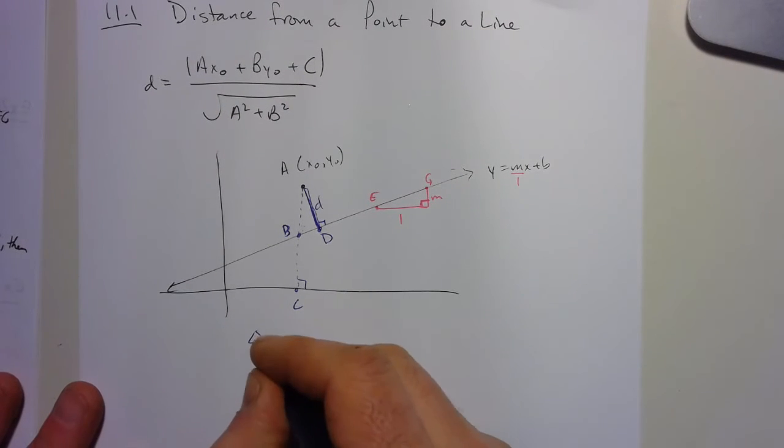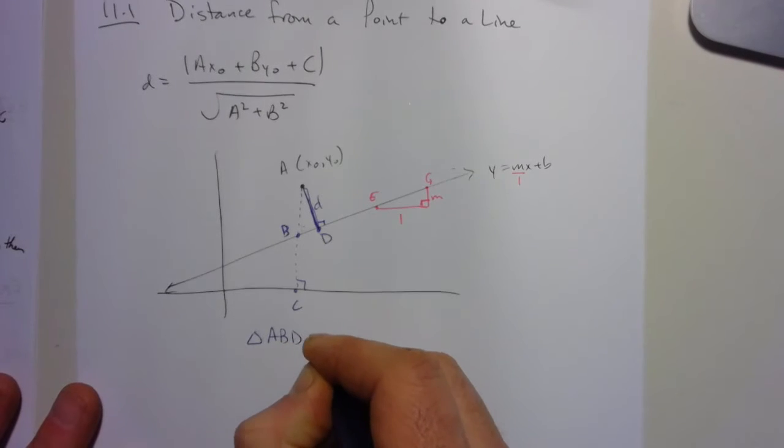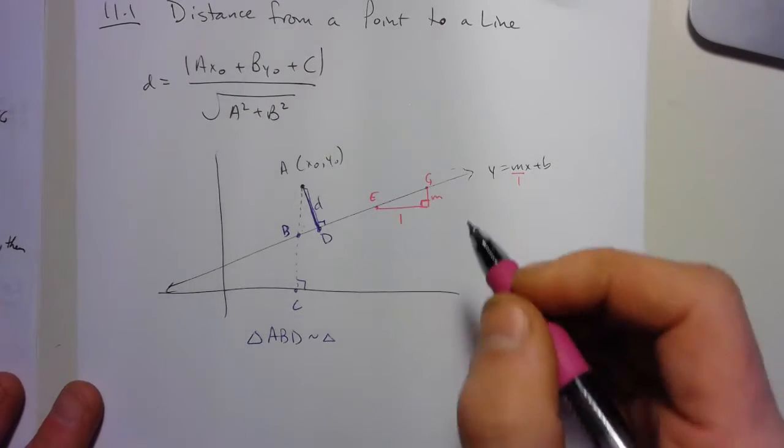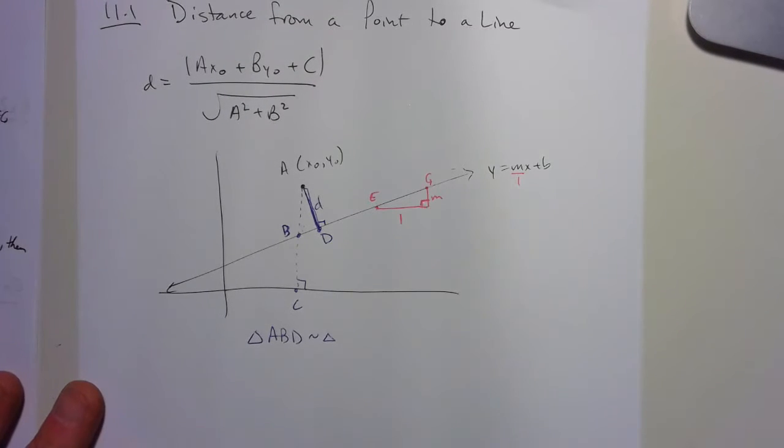Okay, triangle ABD is similar to triangle, let's see, ABD, and then it's going to be E, and we have an F. I think the book uses an F there, so we'll add that F there.